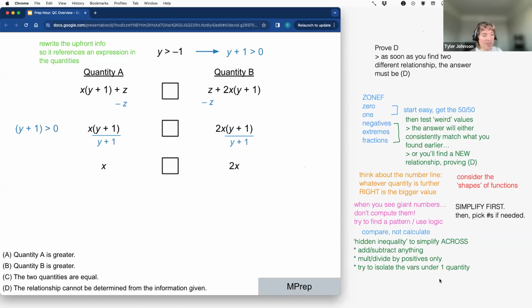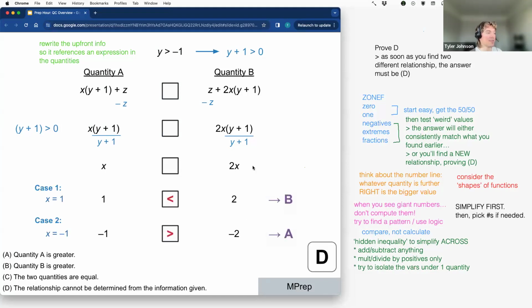So compared to where we started, things are much simpler. Now we've just got X for quantity A and 2X for quantity B. And I don't have any restrictions on X. So I can just pick a few different values. And now I've proven that two different relationships are possible. So the answer is D.